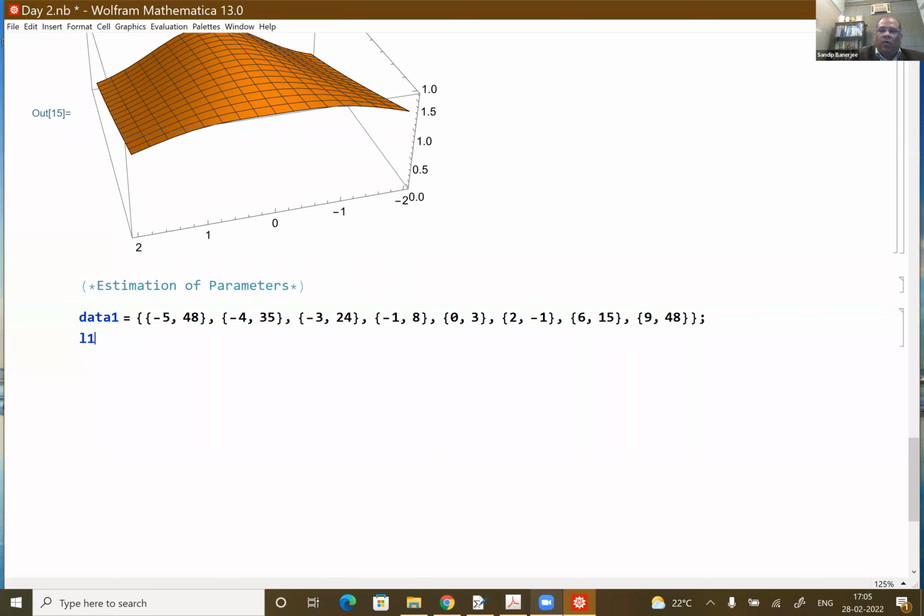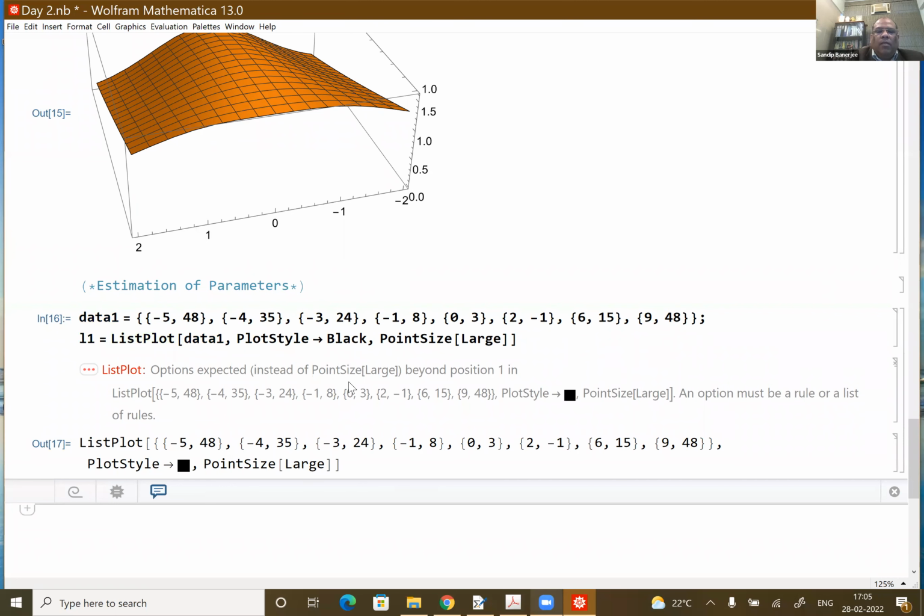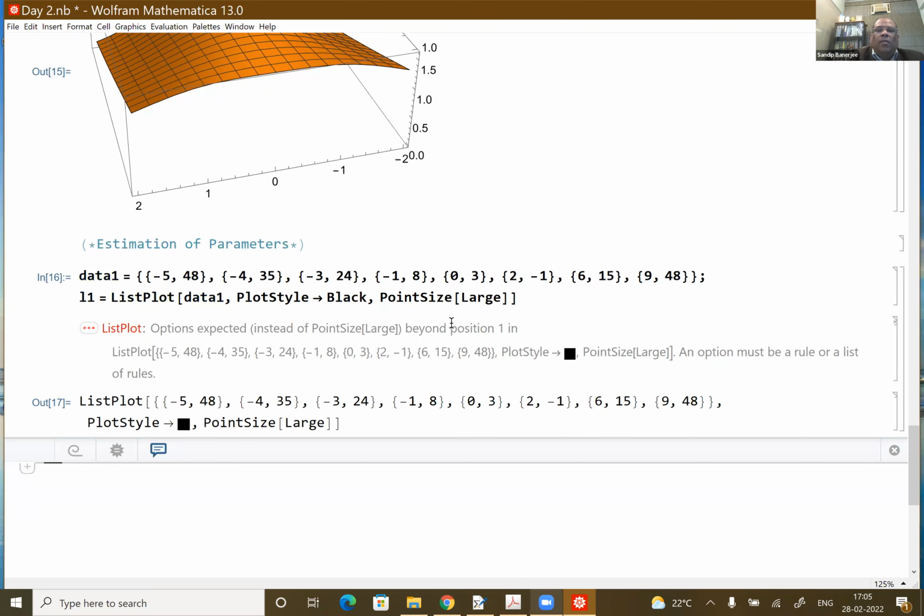Then I put, say, L1 equal to Data 1, with plot style black, and point size large, 1, 2. And it should give the data.